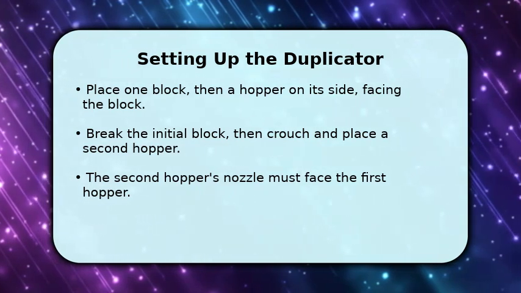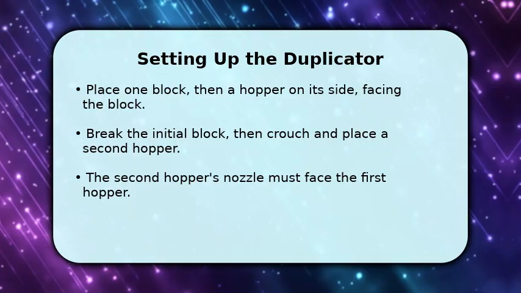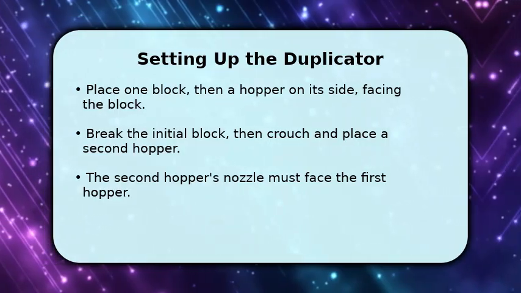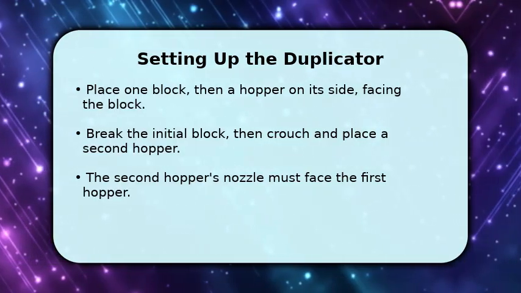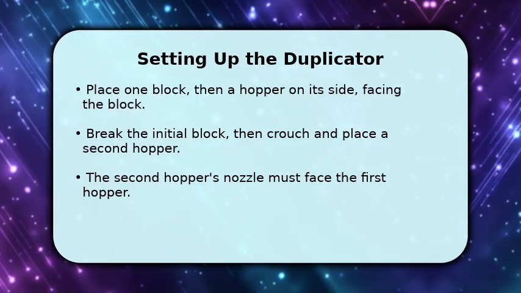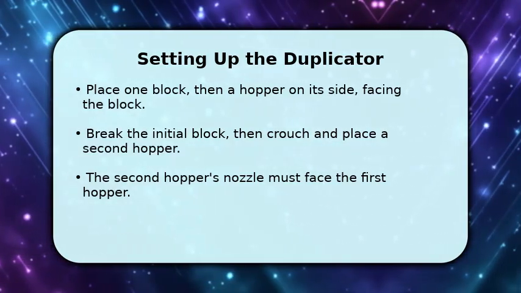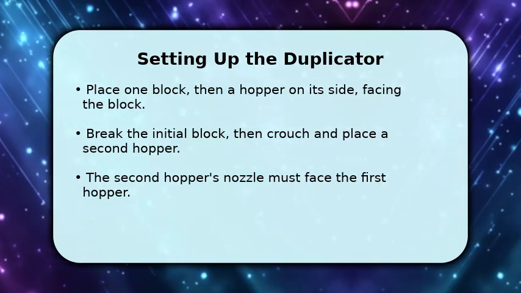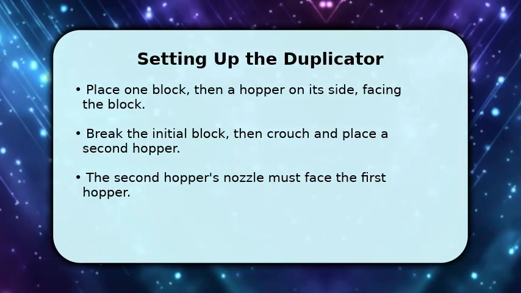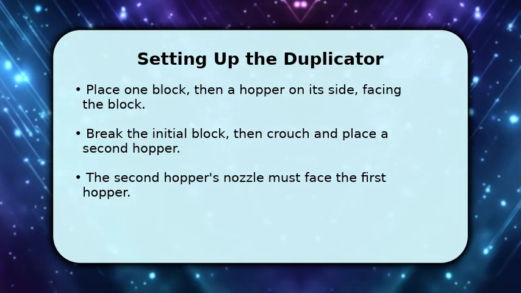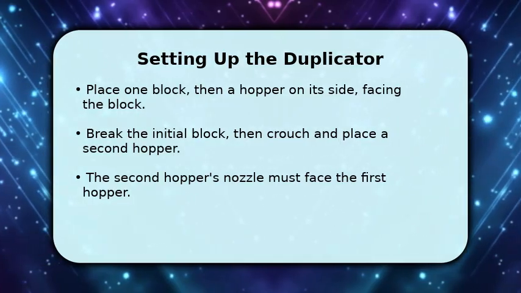Begin by placing one solid block, then attach a hopper to its side, ensuring the hopper's nozzle points towards that block. Next, break the initial block you placed. Then, crouch down and place a second hopper where the block was, making sure its nozzle faces directly into the first hopper. This creates a loop for the bundle.